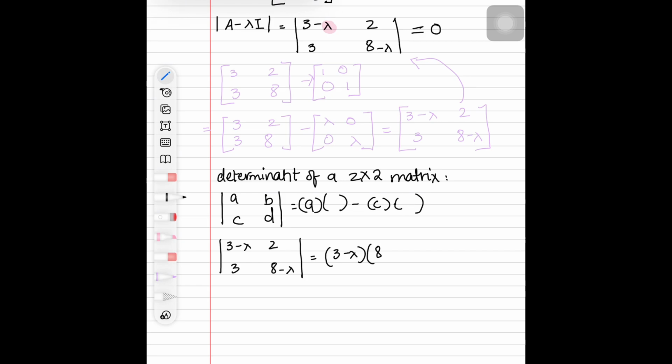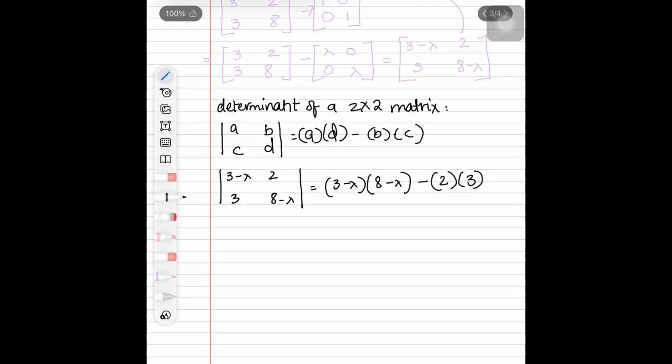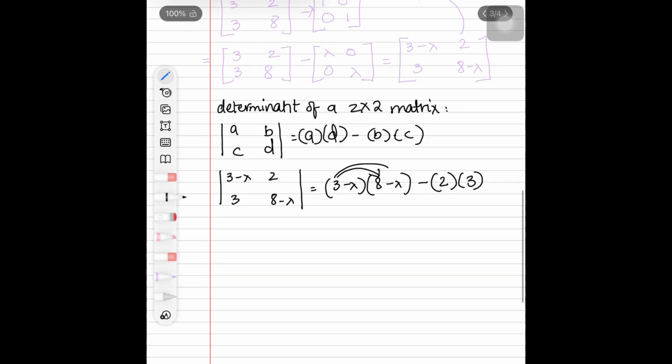This is basically the diagonals multiplying. Right here. Okay, so simple math. 3 times 8 is 24, minus 3 lambda minus 8 lambda plus lambda squared minus 6.